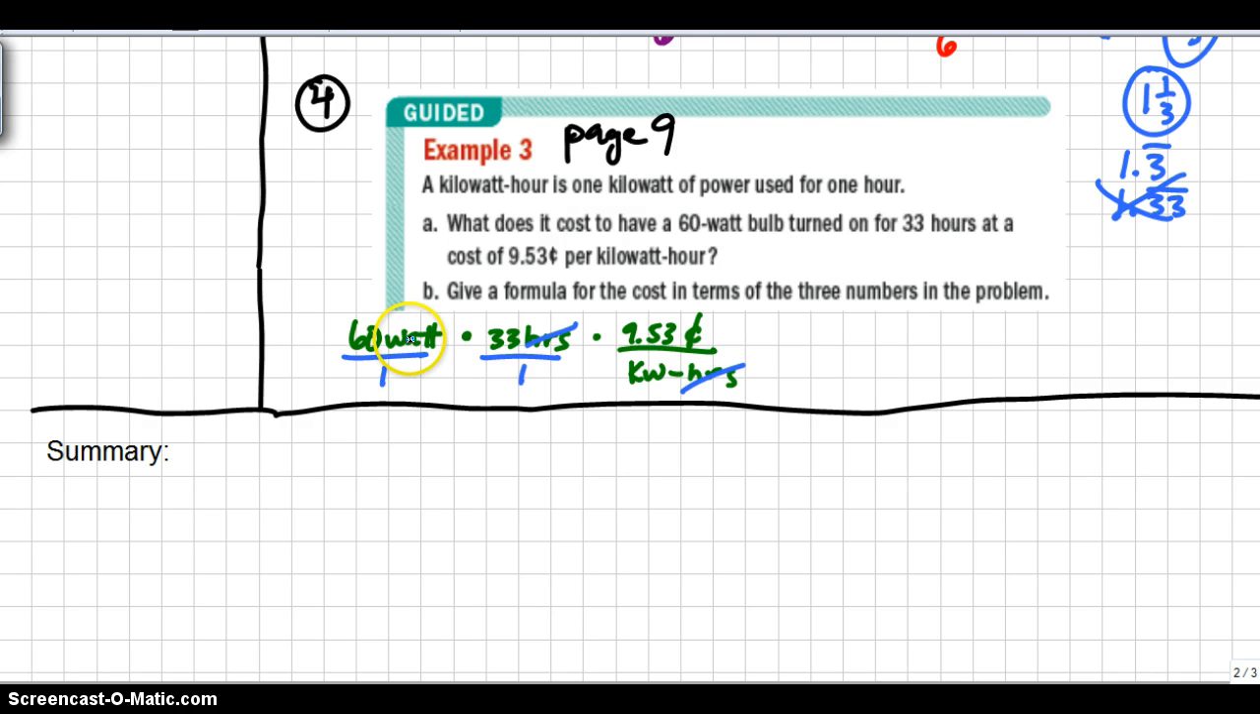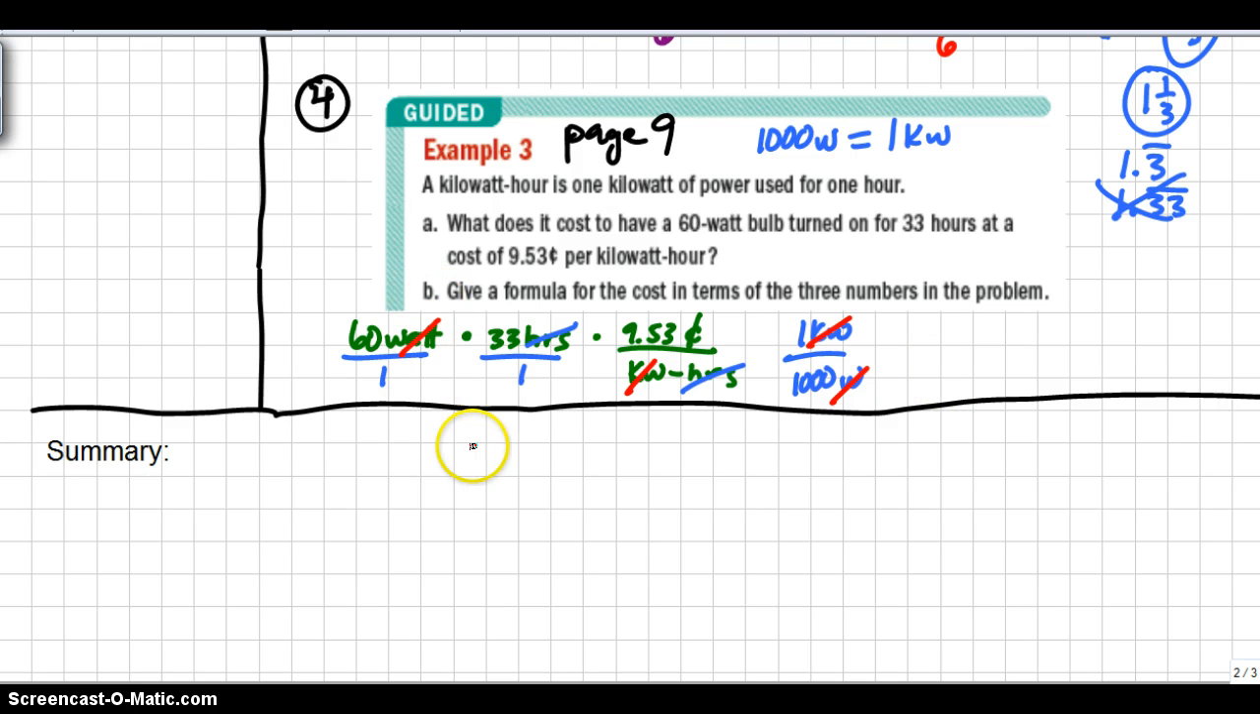The next problem I have is that the watts and the kilowatts don't match. Students need to remember that 1,000 watts equals 1 kilowatt. So we can turn that into a fraction. We turn it into the fraction that helps us here. We need the kilowatts on top and the watts on the bottom. So if we do it that way, the watts will cancel because there's 1 on the top, 1 on the bottom, and the kilowatts on top cancels out the kilowatts on the bottom. Then students would just go ahead and multiply across to get the final answer.